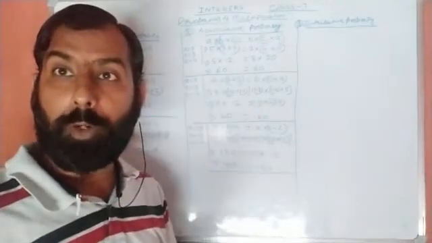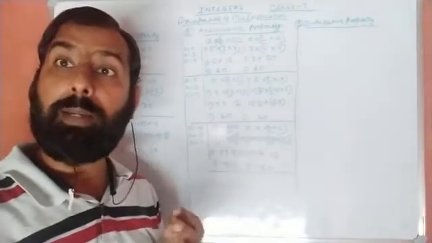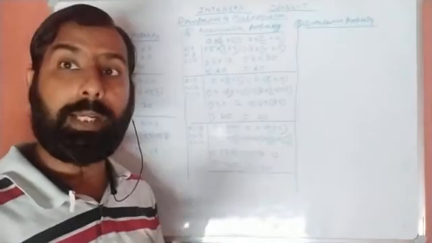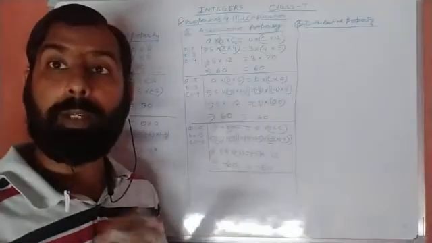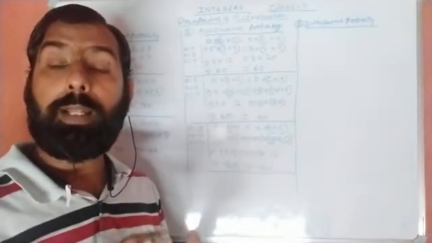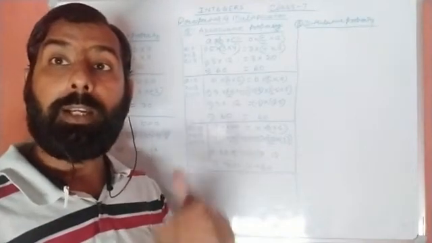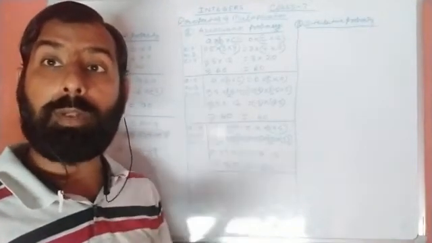When there are four negative signs, the result will be positive. When there are five negative signs, the answer will be negative. So when the number of negative signs is odd, the answer will always be negative.